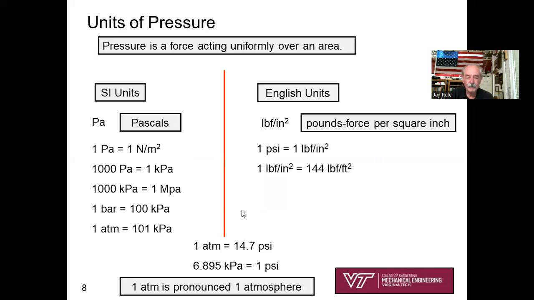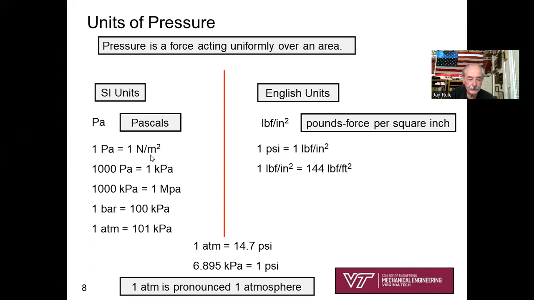Units of pressure. We've dabbled in this, haven't we? We've dabbled in this in a previous video module. Remember, pressure is a force acting uniformly over an area. Pressure is a property, okay? And so in SI units, obviously pressure is not a primary dimension like mass, length, and time. Those are the three primary dimensions. So what's a pressure in SI? That's a Pascal. A Pascal, you must commit to memory, is a Newton per square meter.